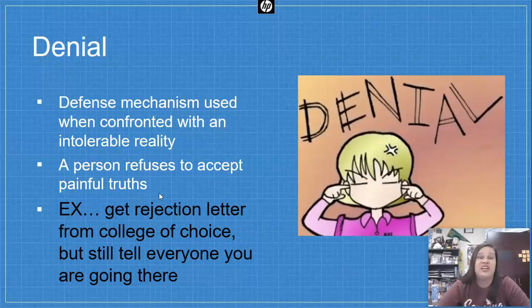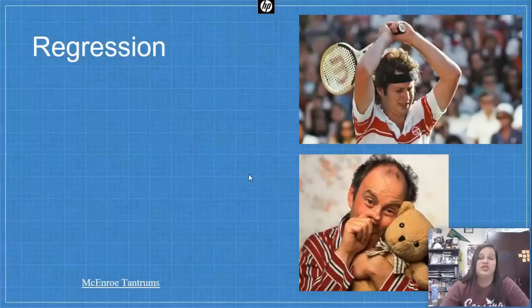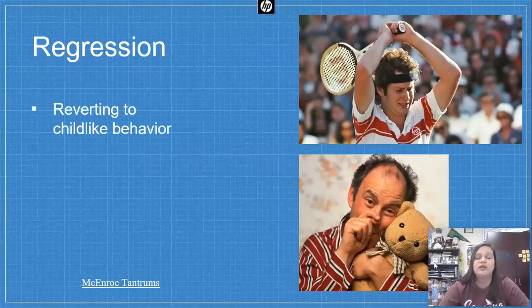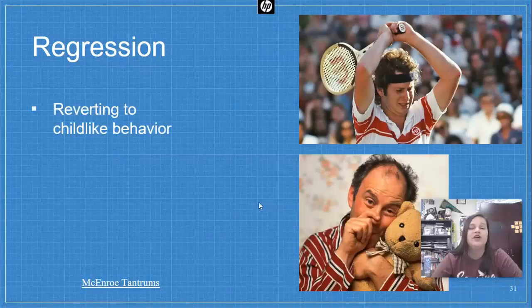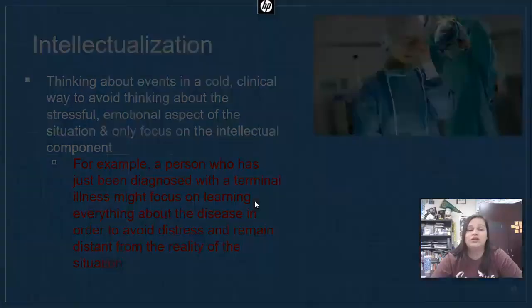Somebody learns about a cancer diagnosis, and they continue to be in denial that that information is true. We also know that to be one of the first stages of grief. Regression is our next one. Regression is when instead of coping with the behavior, we revert to a childlike behavior.